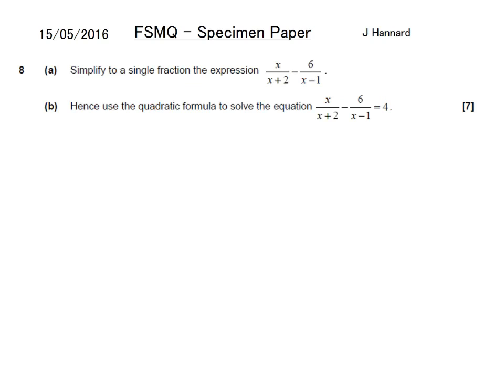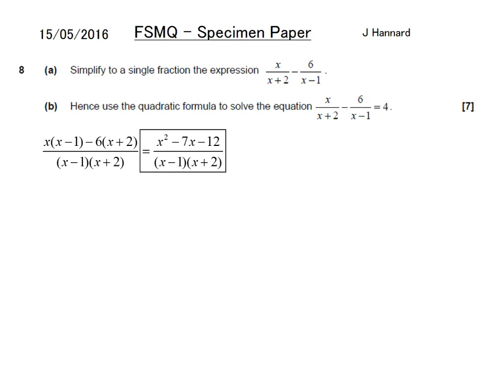So next part, simplify to a single fraction the expression. Well, the easiest way to do these is to squeeze the denominator together and cross multiply. So that's what I've done there. Then expand and you get that. And believe it or not, that is the simplest form that fraction can be in.